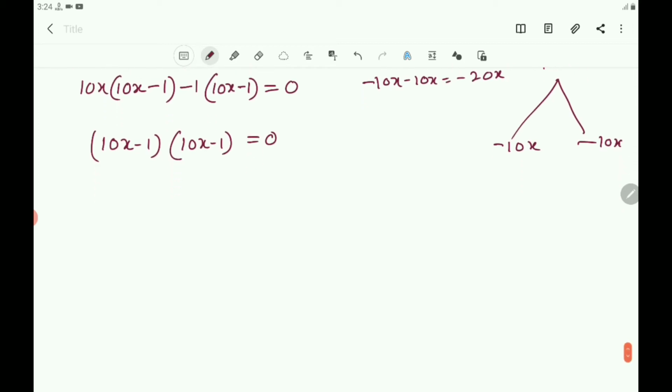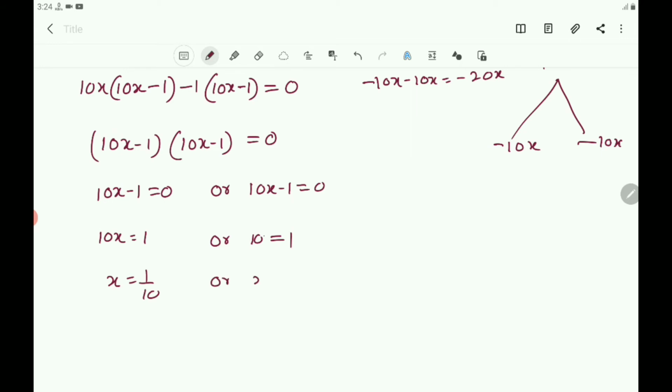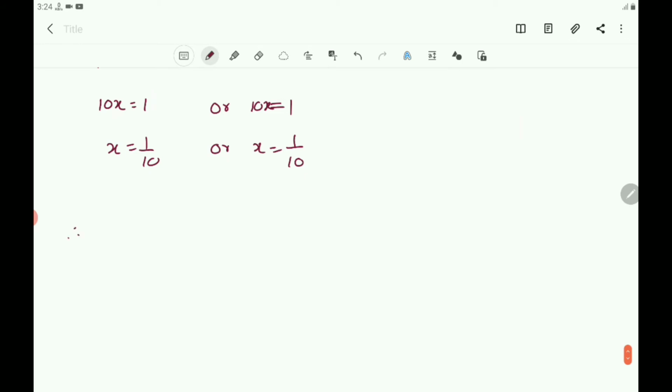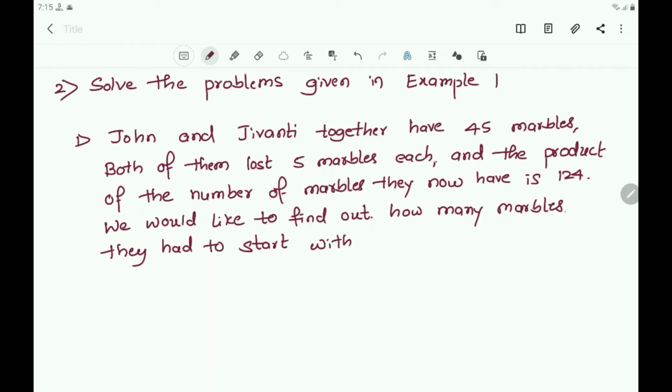Equate each factor to 0, that is 10x minus 1 equals 0 or 10x minus 1 equals 0. That becomes 10x equals 0 plus 1, 1. Here also 10x equals 0 plus 1, 1. Then x equals 1 by 10. Here also, 10x equals 1, x equals 1 by 10. So the roots are 1 by 10, 1 by 10.